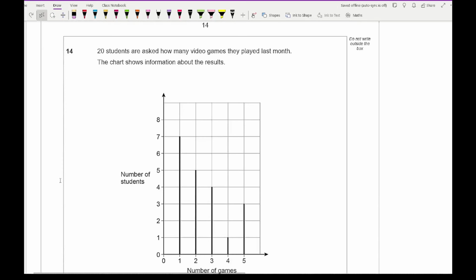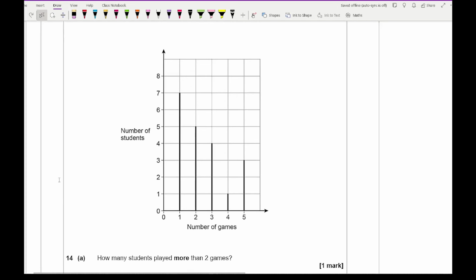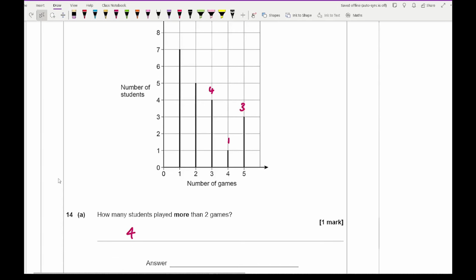Then for question 14, it says 20 students were asked how many video games they played last month. The chart shows information about the results. And for 14a, it says how many students played more than 2 games. Well, the ones that made 3 were 4. Who played 4 was 1, and who played 5 was 3. So all I need to do is just add those numbers up. So 4 plus 1 plus 3 gives me an answer of 8.